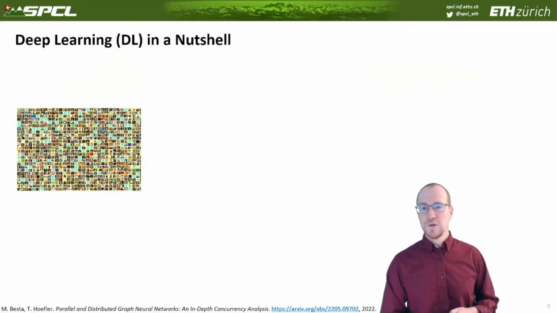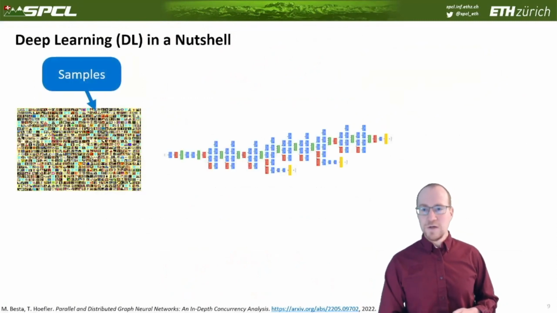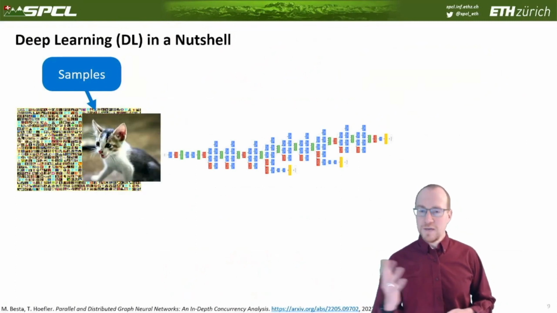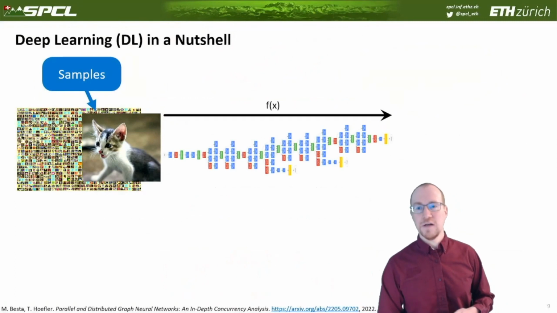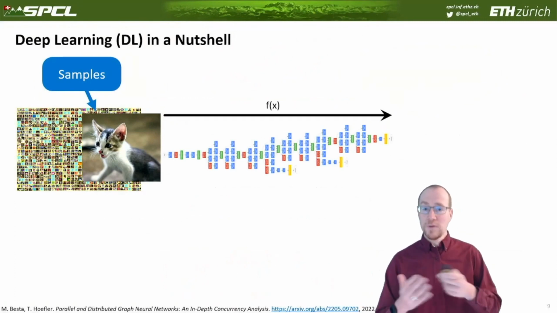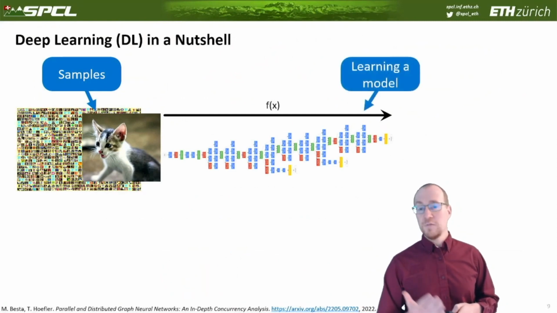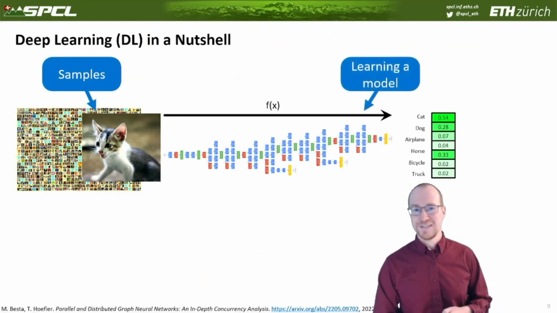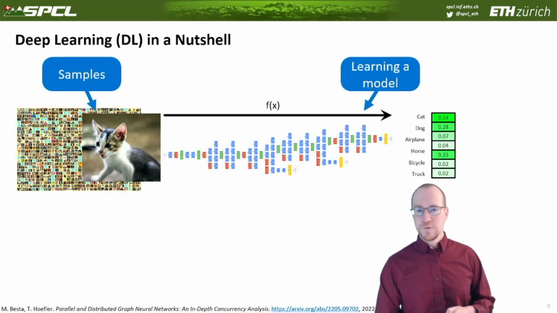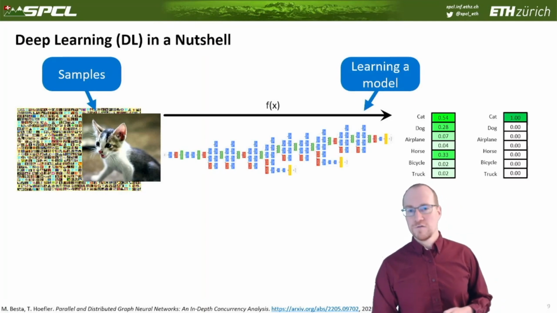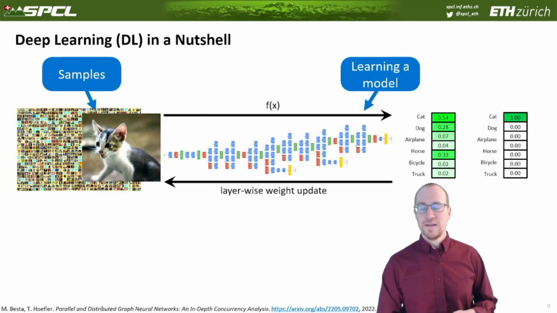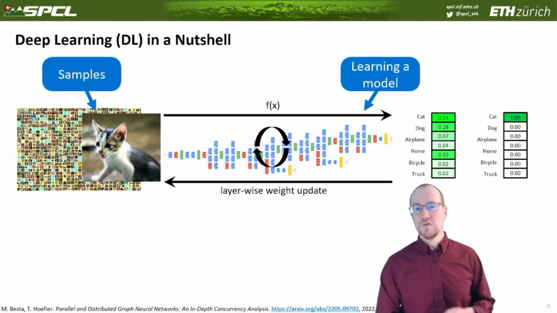So we have a set of input examples, which we call samples here. We have a network structure, a deep neural network structure, and then we take one of those input examples, like this cute cat here, and run it through the deep neural network, which now implements a learnable function, f of x. X is the input sample. And then we learn the model. This function is essentially the model. Then we have some kind of prediction of the model, and we look at the ground truth. In this case, it's a cat. And then we do a layer-wise weight update iteratively until the model converges to a good prediction, to the cat.